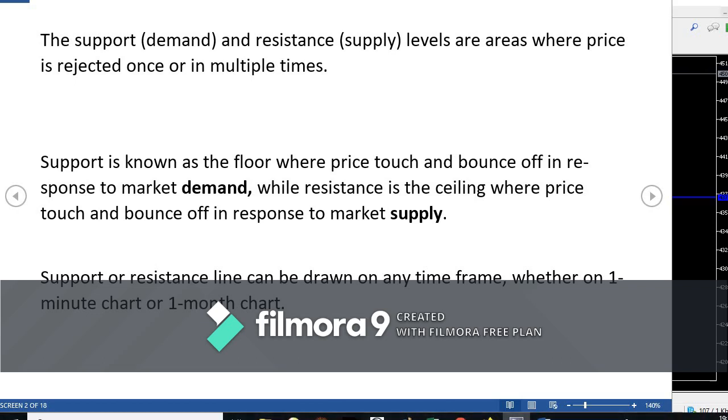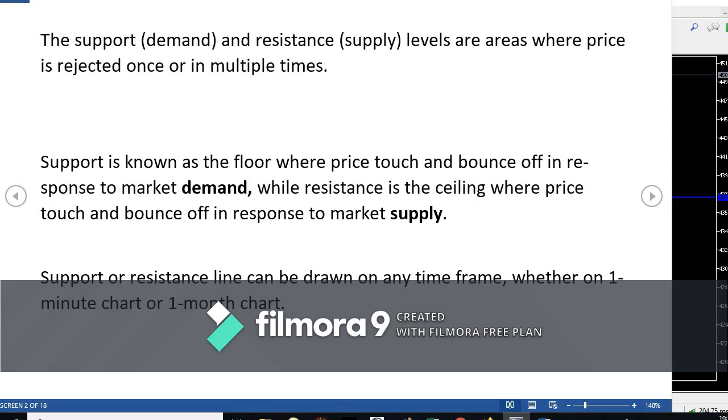Now, a support or resistance line can be drawn on any time frame, whether on the 1 minute chart or on the 1 month chart. You can find these support and resistance levels or areas on the 5 minute chart. You can also find them on the 15-minute chart or on the 4-hour time frame. So it's not restricted to a particular time frame on the chart. You can find support or resistance areas on any time frame at any time.